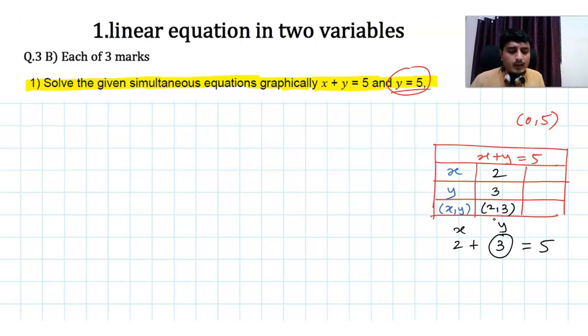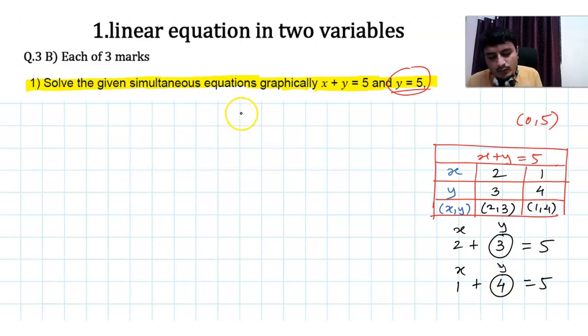Now once we assume the value of x is 1, so 1 plus something, the y, is equal to 5. We know 1 plus 4 is equal to 5. So the value of y is 4, and the coordinate we get is (1, 4). Now let's construct the coordinate system.